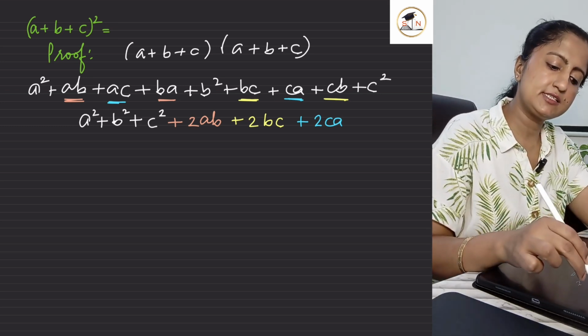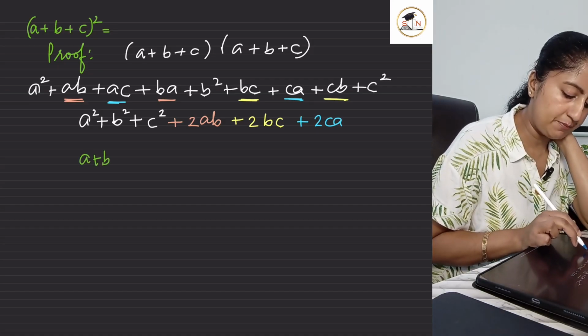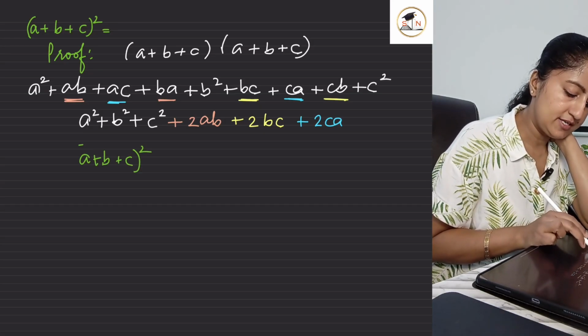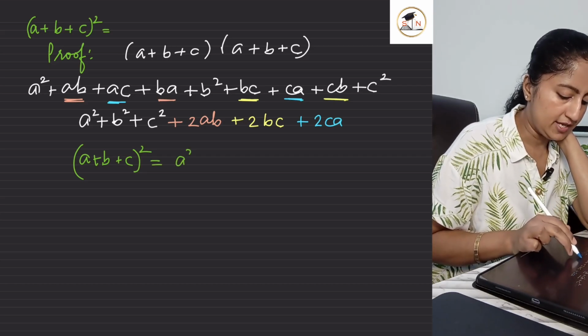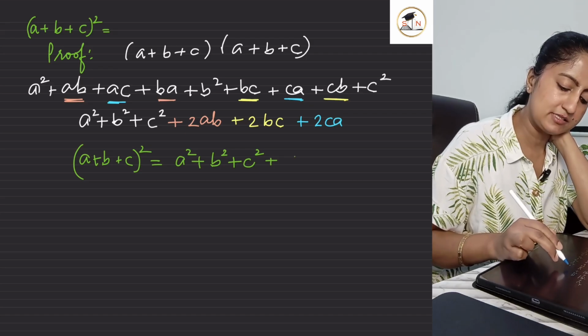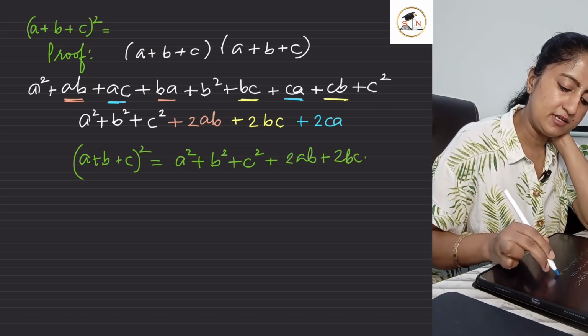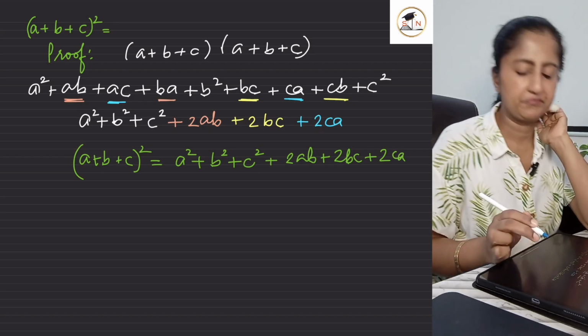And guys, this is the final identity. That means (a + b + c) whole square is actually equal to a square plus b square plus c square plus 2ab plus 2bc plus 2ca.